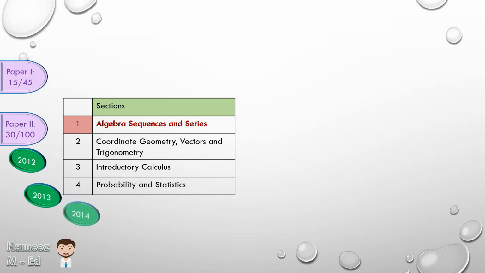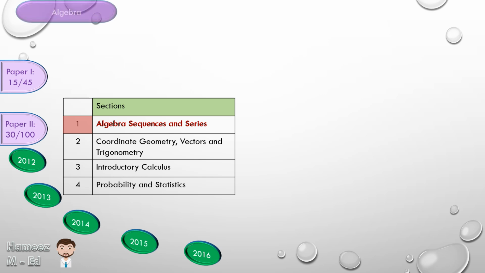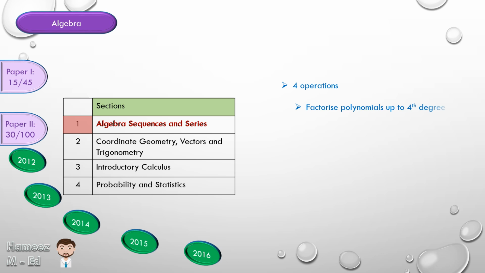We're following the new syllabus which began in 2021, and this varied slightly from the older syllabus in 2012. Section 1 has been subdivided into 5 parts, which are algebra. Algebra can be subdivided into the 4 operations of algebraic expressions, adding, subtracting, multiplying, dividing them, factorizing polynomials up to the 4th degree, up to x to the 4th, and of course then that will carry us to remainder theorem, factor theorem, and then we can find unknown coefficients. So that's a subset of the first topic, algebra.